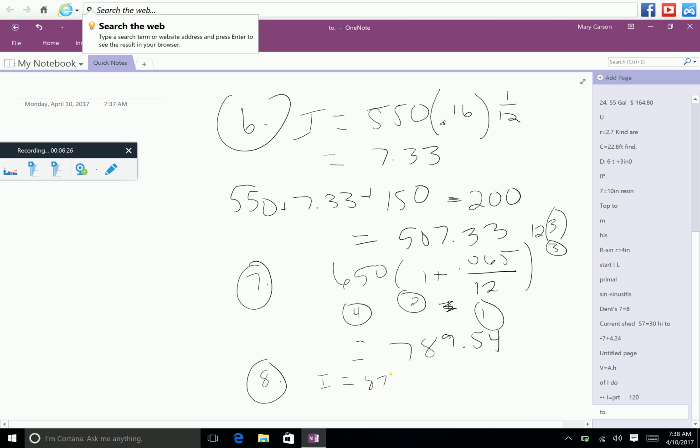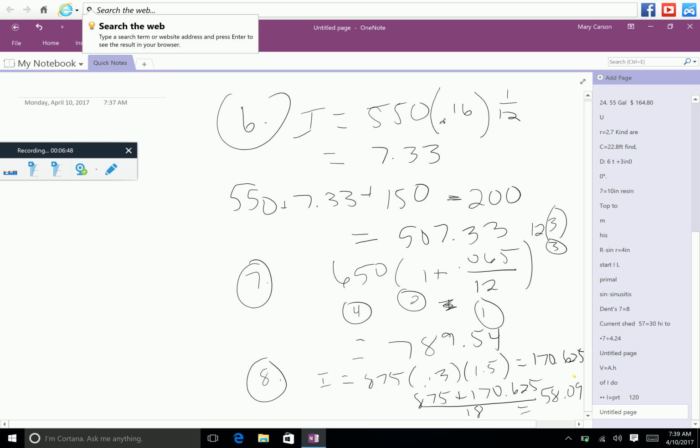And then the last question is another add-on, so you have to do your interest first. So 875 times 0.13, and it's 1.5 years. So 1.5, you get 170.625. So you take your 875 plus your 170, and 1.5 years would be 18 months. And so you end up with $58.09 as your answer. And that is it.